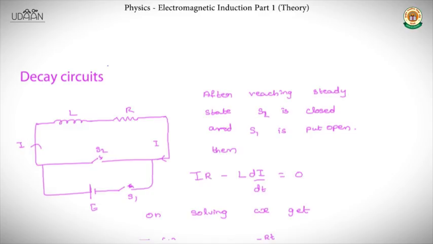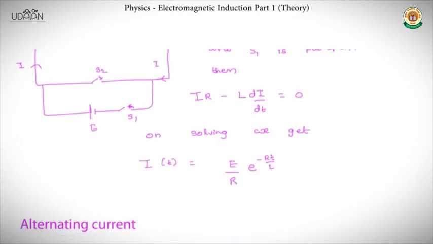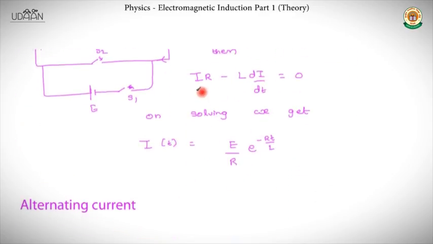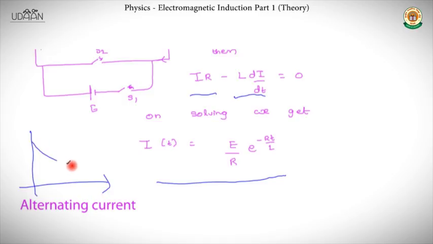Right. So see, if we close the switch S2 after reaching the steady state, the voltage across the resistor will be I into R, and the voltage across the inductor would be minus L di by dt. If we solve this equation, we will get I at any time t as E by R into e to the power minus Rt by L, and this graph would look something like this. Exactly. And in this, what will be the minimum value? Minimum value it will be 0 and will reach 0 at infinity.